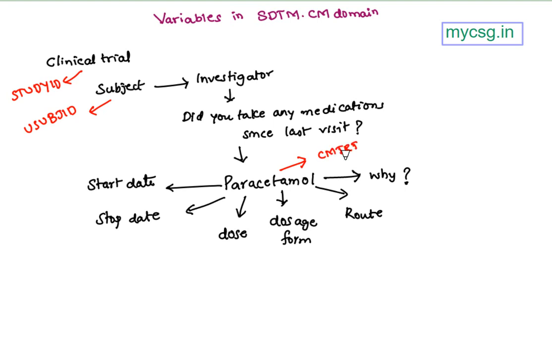CMTRT. So we know that in SDTM domain, the abbreviation for the SDTM domain would be used as prefix for most of the variables in that particular domain. So most of the variables in CM domain would begin with CM. So the text of paracetamol would be stored in the variable CMTRT. And then start date. We know that the prefix for start is ST and then date time character. So as this is concomitant medication start date, the entire variable would be CMSTDTC. Similarly, the stop date or end date would be stored in a variable called CMENDTC.